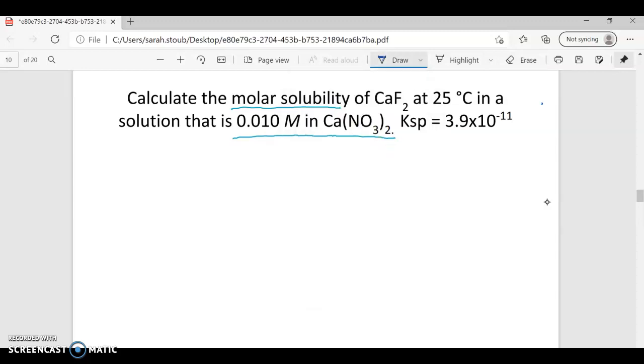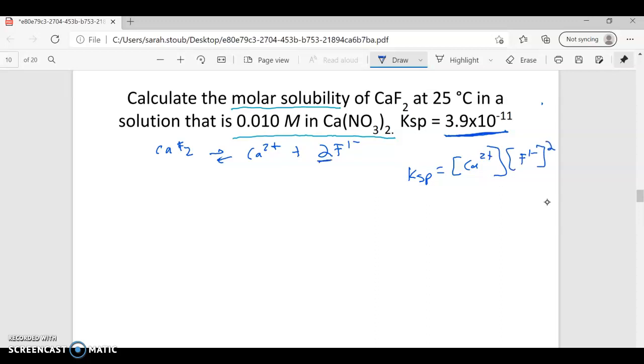And this is going to be a situation where I've got an ICE table going on actually. So I've got CaF2. That's what I want to find the molar solubility of, which means this is the KSP for it. And it's going to separate into Ca2+ ions and two F- ions. Those are my two aqueous parts. Now if I were to write the KSP for this, it's going to be calcium and fluoride squared, since there's a 2 in my coefficient here. Now like I said, this is the solid, and these are my aqueous parts.